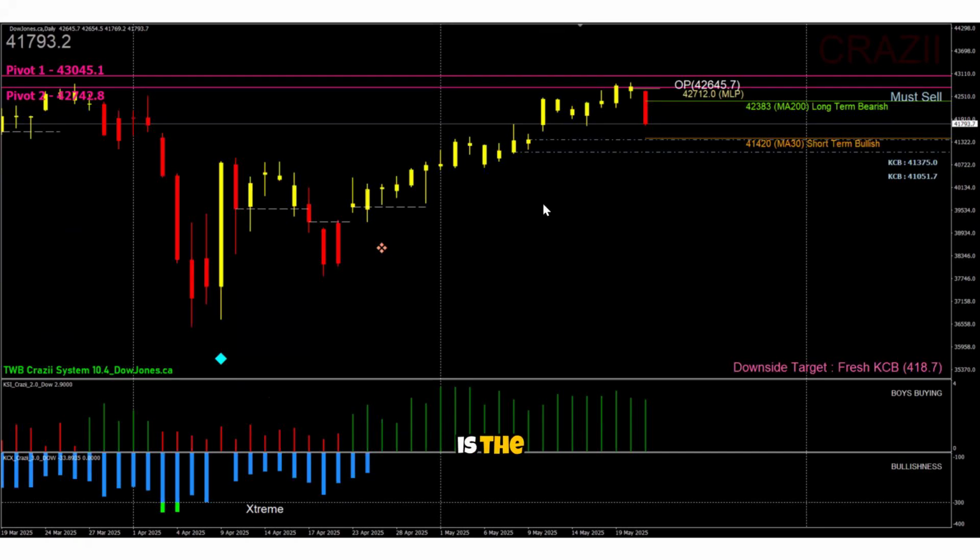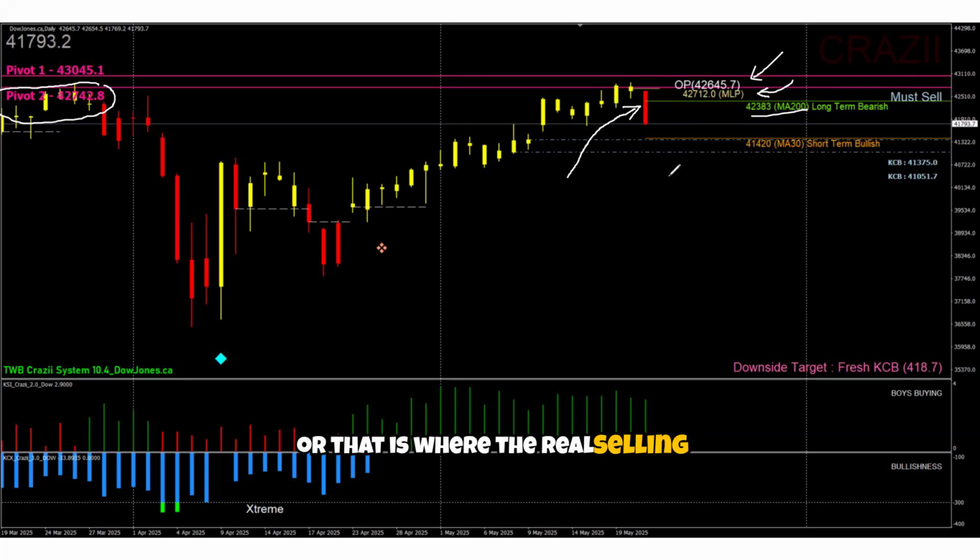Okay, so this is the Dow Jones of yesterday. Two things to take note, and that's very important: the OP is below the MLP, so that by default is a sell, and the market is below pivot two. So it's a very important indication that market will likely be going down. And when the market breaks below the MA 200, that is where the real selling begins. So these are the few things that you must always remember.